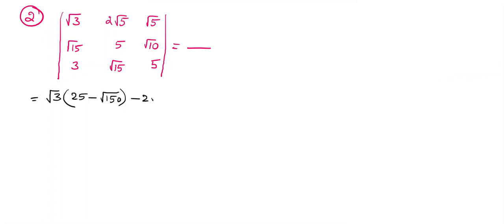Minus 2 root 5 into (root 15 into 5), this is 5 root 15, minus 3 into root 10, this is 3 root 10. Plus root 5 into (root 15 into root 15, this is 15, minus 5 into 3, this is 15). 15 minus 15 is 0.